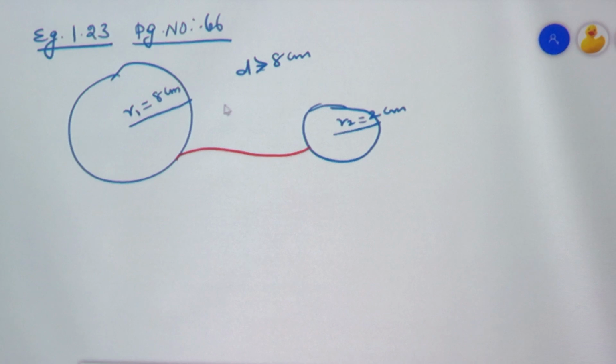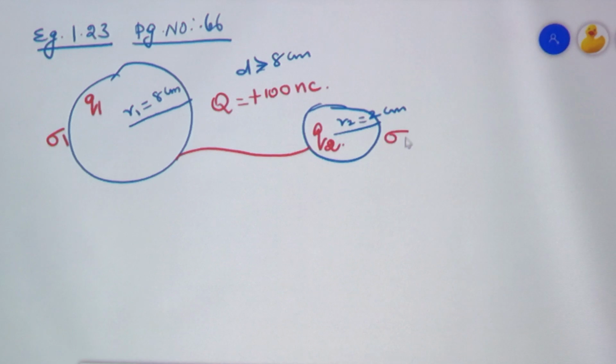Now, a total charge Q of plus 100 nanocoulomb is given to this arrangement, to this system. After a fraction of a second, the charge Q is redistributed and both charges attain static equilibrium. Okay. See, when the charges are given to the system, charges will get distributed. Let Q1 be the charge on the first sphere and Q2 be the charge on the second sphere. Let sigma 1 be the surface charge density on the first sphere and sigma 2 be the surface charge density on the second sphere.